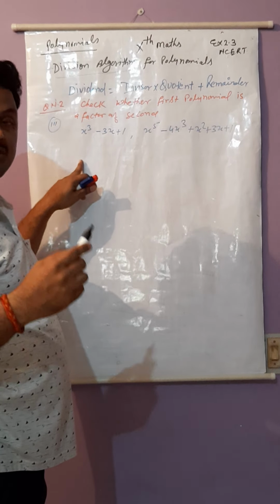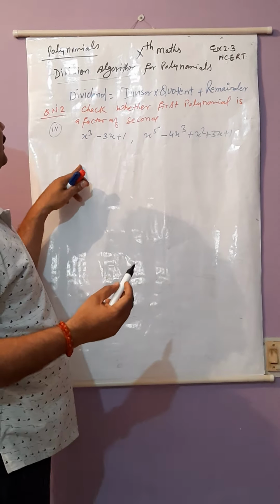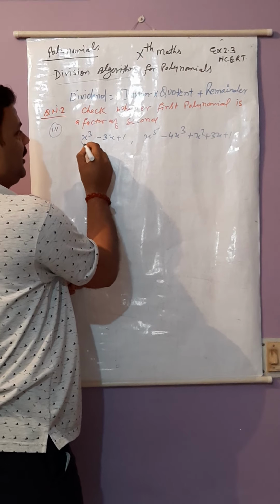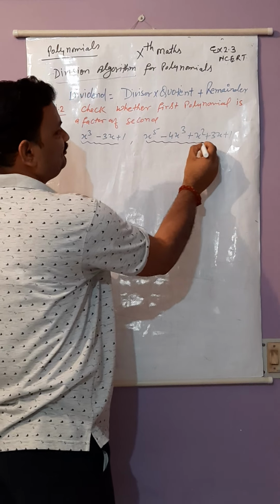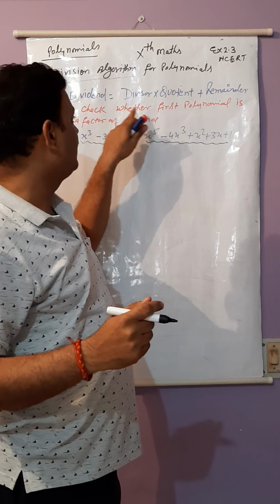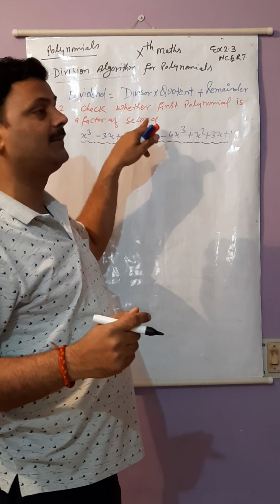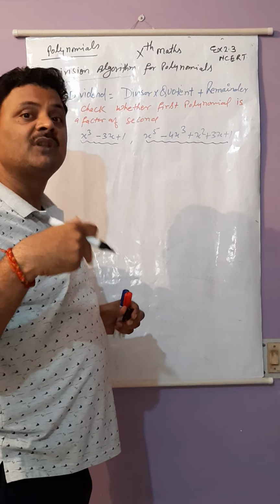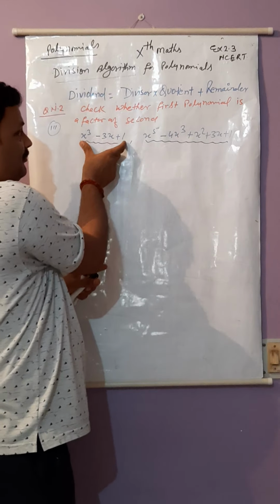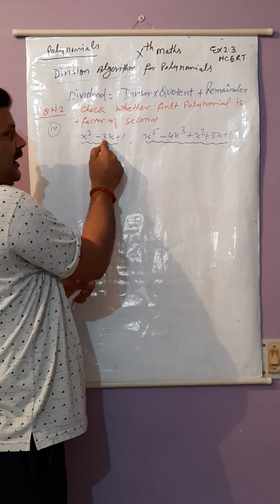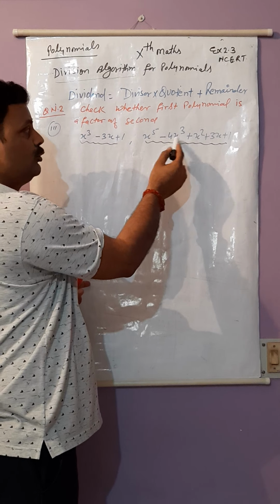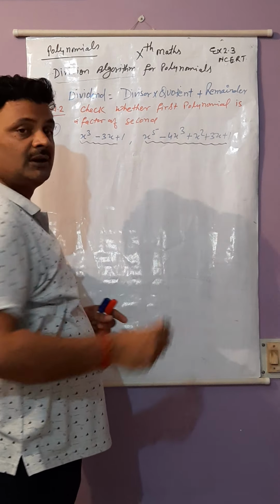Taking question number 2, where another concept is given here. This is the first polynomial and this is the second polynomial. What is given in the question? Can I check whether the first polynomial is a factor of the second or not by dividing the second by the first. So the first polynomial is x cube minus 3x plus 1. Second polynomial is x power 5 minus 4x cube plus x square plus 3x plus 1.